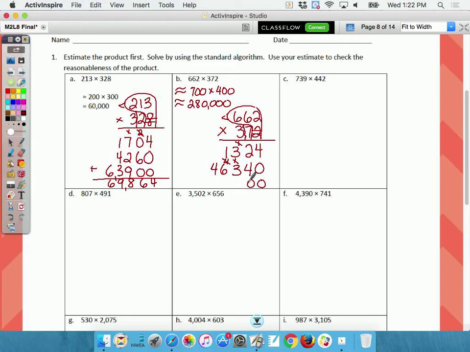No. 3 times 2, 6. 3 times 6, 18. Regroup the 1. 3 times 6, 18, plus 1. 19. I'm going into the next problem. Me too. That's okay, we're not going to do E. We're going to skip E.